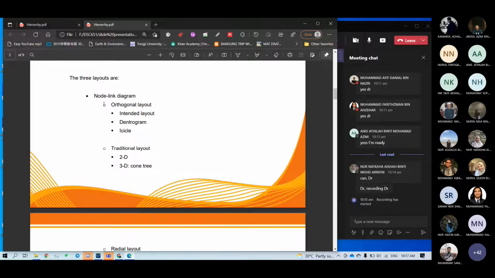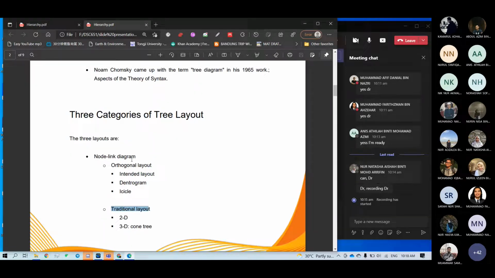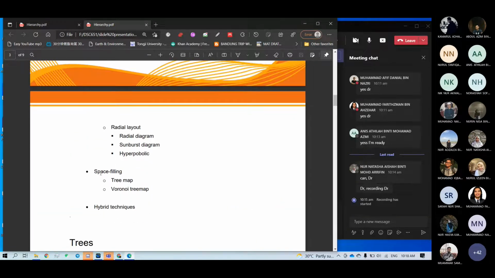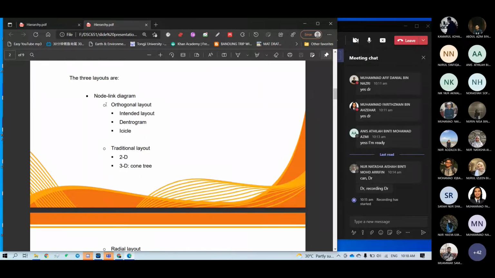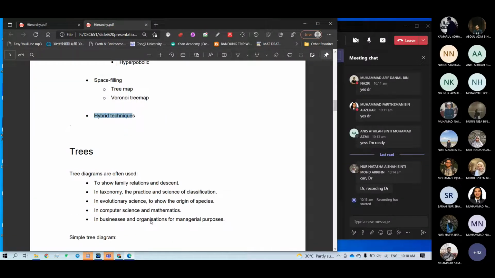So we have three types of tree layout. The first one is a node link diagram. We will see different types of this diagram, and a traditional layout. Traditional layout, this is a sample of this node link diagram. The second one is space filling. I will show you this one. The last one is a hybrid technique. It's a combination of the space and also the link. So we have three types. These are the things that I may ask you in your test too.